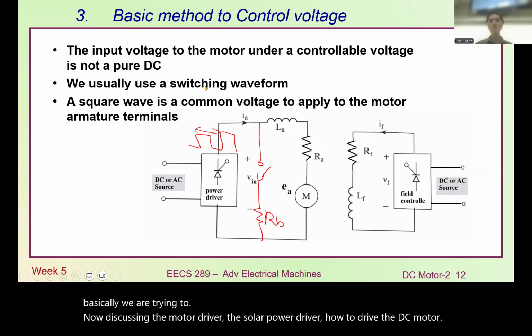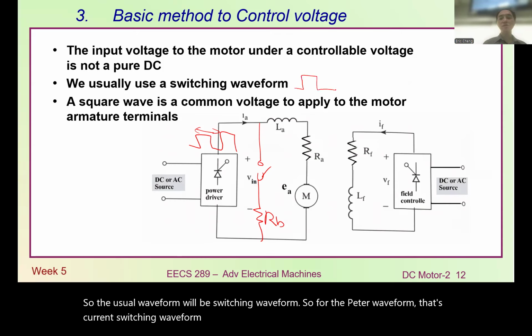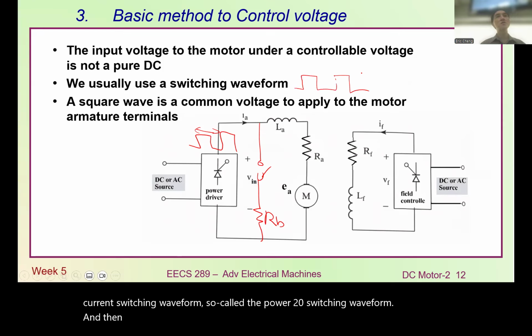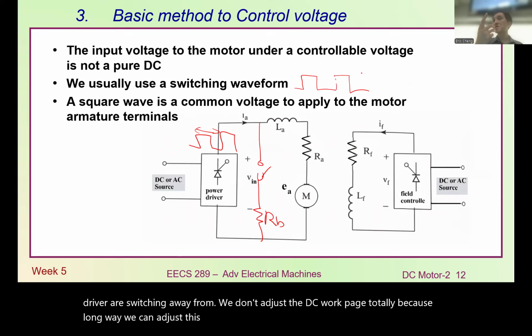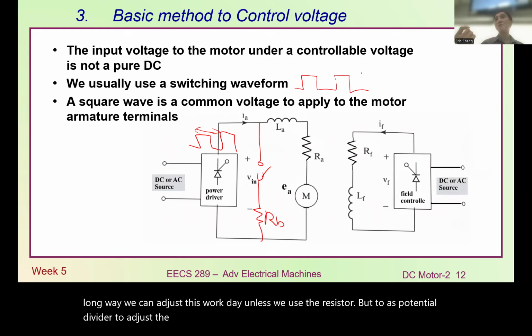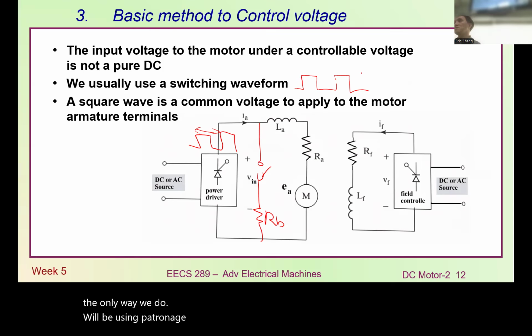The usual waveform will be a switching waveform, the so-called PWM waveform, this power electronic switching waveform. We don't use linear voltage. I think you all know that all power electronic drivers use switching waveforms. We don't adjust the DC voltage directly because there's no way to adjust DC voltage unless we use a resistor as a potential divider. But that won't happen anyway. We cannot use a transformer to adjust the voltage because we cannot adjust the tapping. It's not an auto transformer. So the only way is to use power electronics to control the output voltage.